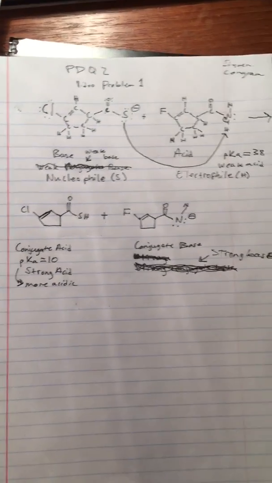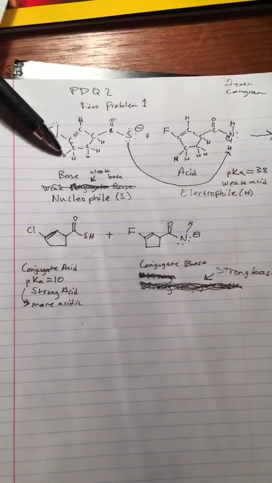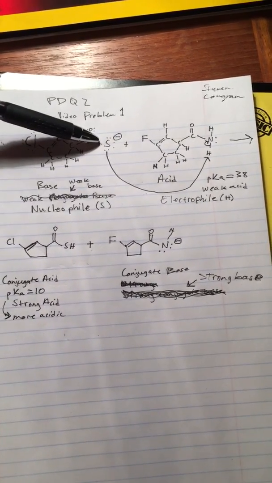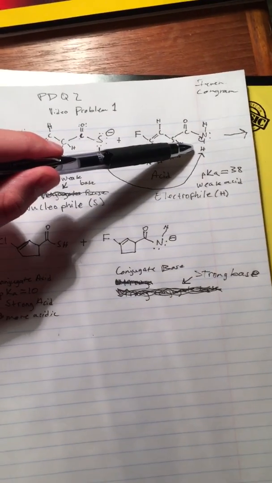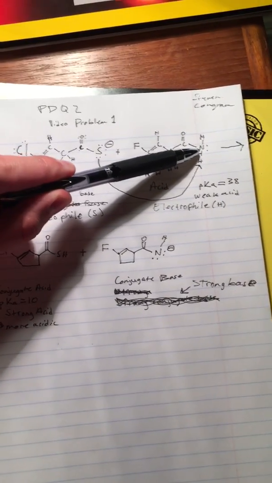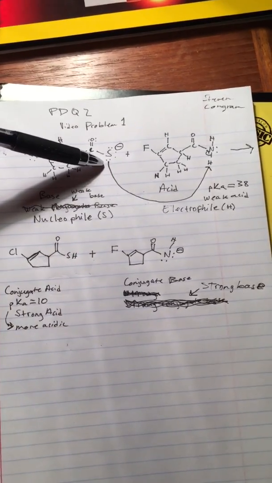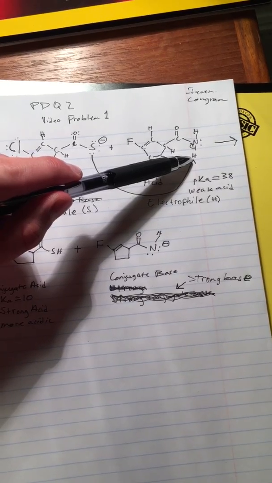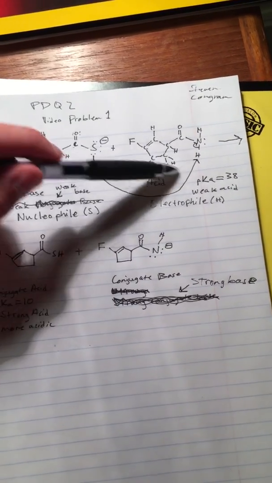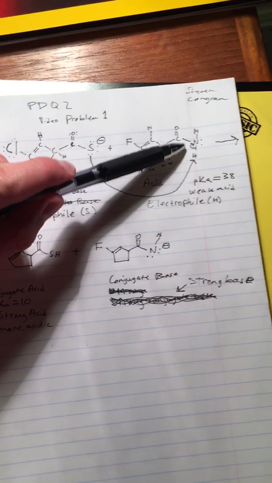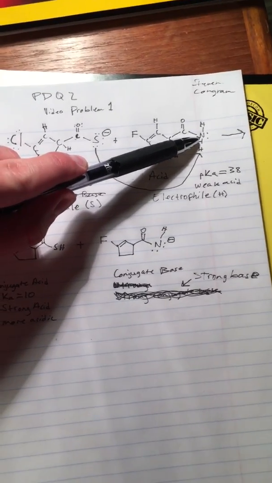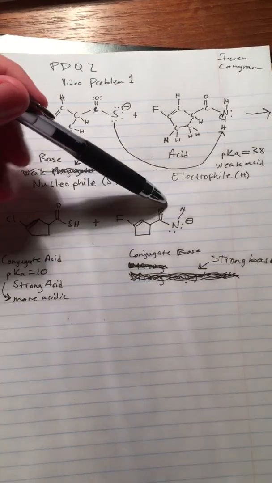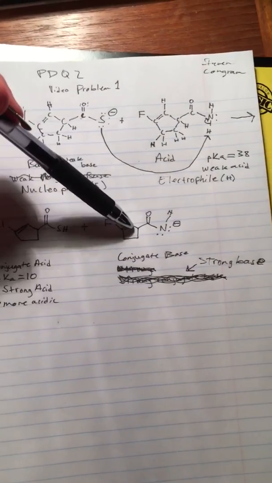Video problem 1. So up here we have our base, over here we have our acid. The electrons over here on the sulfur attack the hydrogen, or the proton, that's attached to the nitrogen, making it its own. You can see the curved arrow making the hydrogen its own, and then the bond over here turning into a lone pair here. That would make this the conjugate acid, and this the conjugate base, which is a strong base.